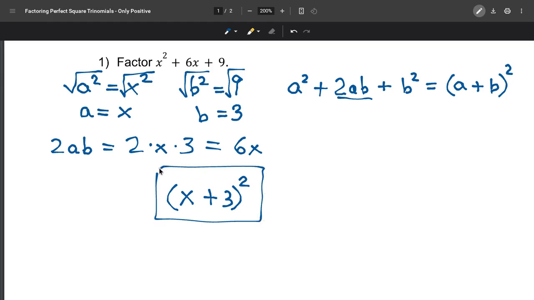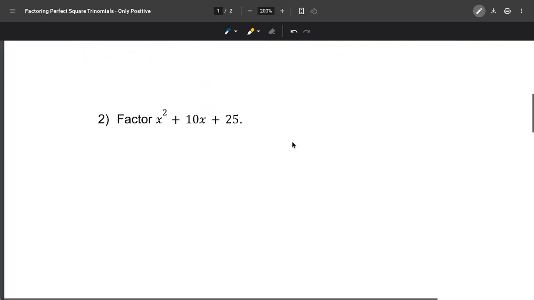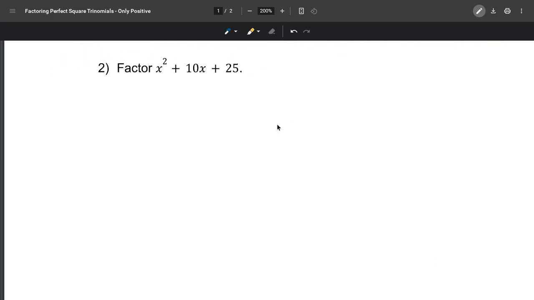Now again, you could have done this and just listed the factors of 9 that add to 6. You probably would have done that faster, but as we move to more complex ones, we want to recognize this pattern. Okay, so let's go to problem 2. All right, problem 2, another fairly easy one. Again, we could list the factors. 5 times 5 is 25, and 5 plus 5 is 10, so we'd have x plus 5 times x plus 5 and get x plus 5 squared.